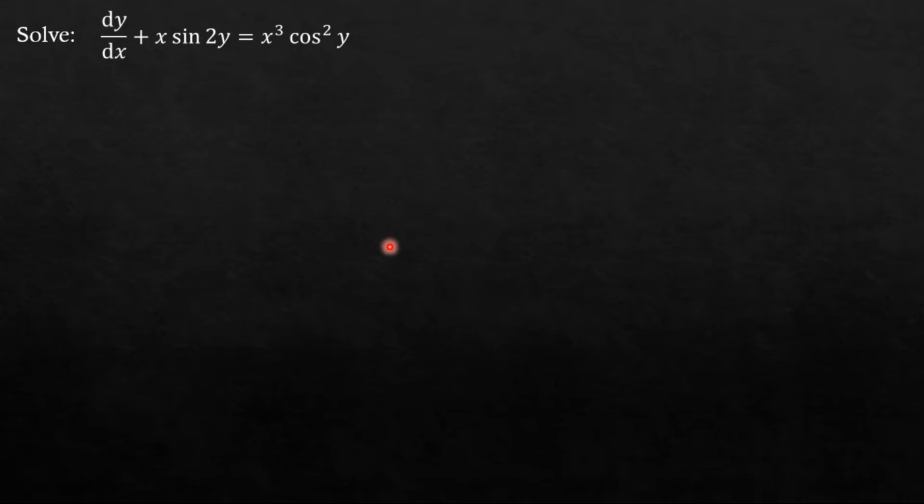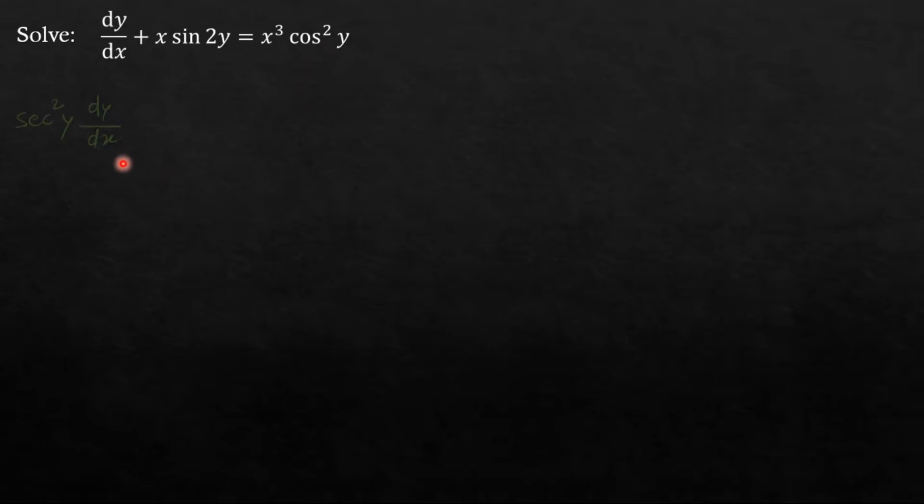Moving on to the next problem. Here again it seems like a differential equation, but the problem is this term, cos square y, because p and q must be functions of x. But here I have an additional term cos square y, which is a function of y. So let me divide the entire differential equation by cos square y.